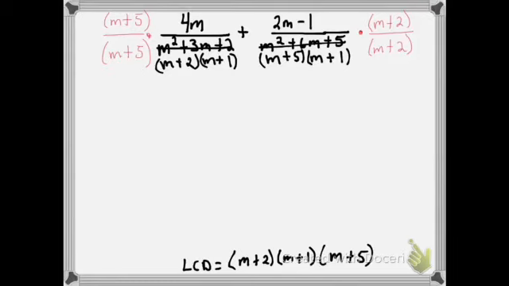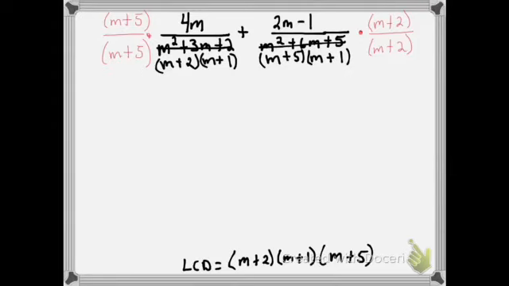Now, when you look at that, before we actually do the multiplication, we're going to see that now on the bottom of both of those fractions, we're going to have those same three factors. We're going to have m plus 5, m plus 2, m plus 1 in both of them. And so now we actually need to multiply.